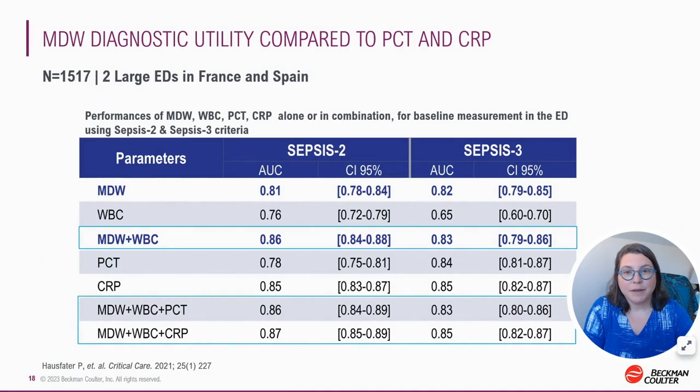The European pivotal trial also analyzed changes in diagnostic performance across common infection markers alone and in combination. Combining procalcitonin or C-reactive protein with MDW plus white blood cell count did not show any significant increase in diagnostic power. So basically, combining MDW and white blood cell count results had similar diagnostic utility to C-reactive protein and procalcitonin.